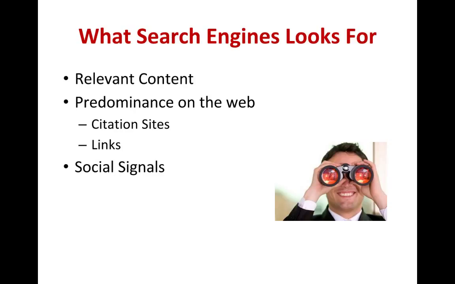Predominance on the web. Citation sites and links. So predominance on the web means how many different places can both people and search engines find you online. Now a lot of times they'll find you at citation sites, and citation sites are things like Google My Business, Yahoo Local, Bing Business, or what do they call it, Bing Local Maps or something like that.